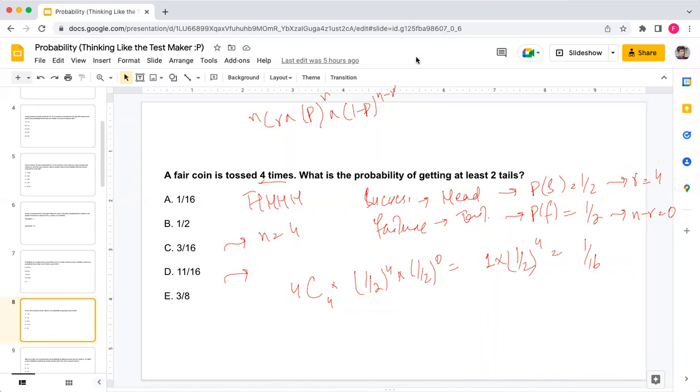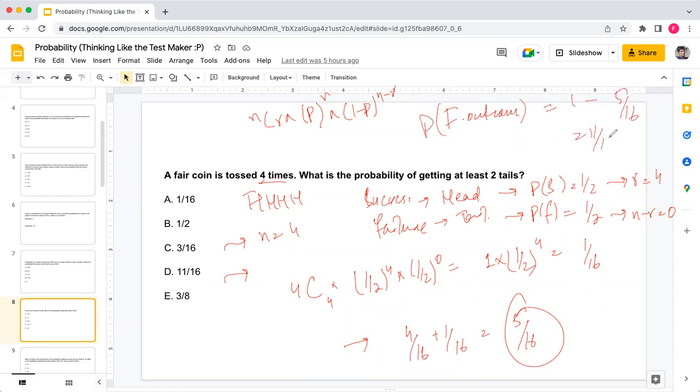Now I have both of the restricted cases probability. So that is 4 by 16 plus 1 by 16, which is 5 by 16. Now to find the favorable outcomes probability, that will be 1 minus 5 by 16, which is 11 by 16. So either you can solve with that method or you can use the binomial probability, you will get the same answer.